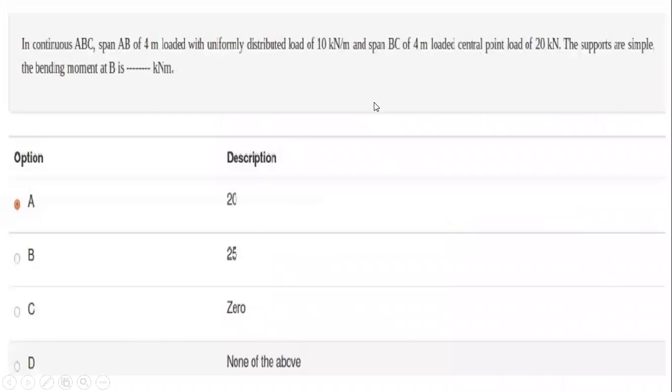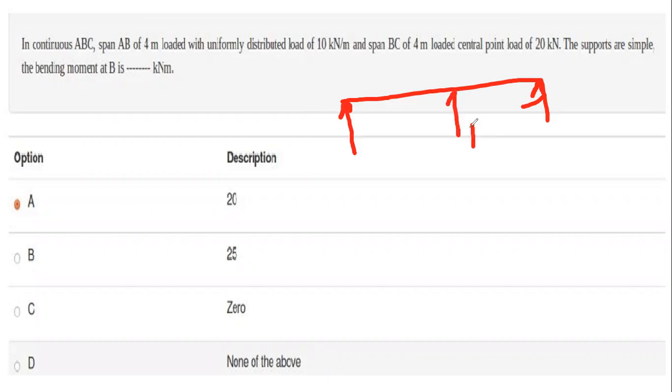Okay. Next MCQ, we will see a continuous beam ABC. AB is subjected to UDL and BC is subjected to the central point load. So here, this is the continuous beam ABC. This is A, this is B, this is C. AB is subjected to UDL of 10, and BC is subjected to the central point load. This will be 2 meter, this will be 2 meter, and for the UDL, this will be 4 meter.